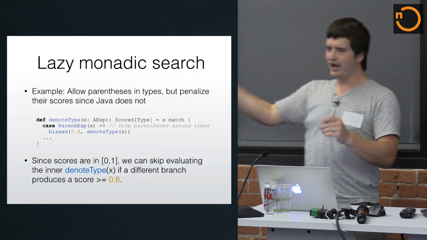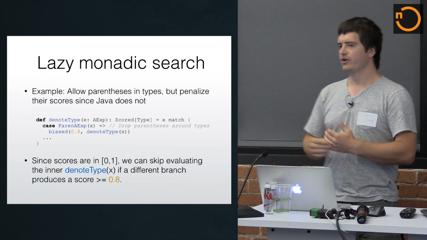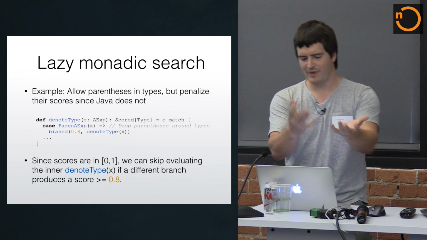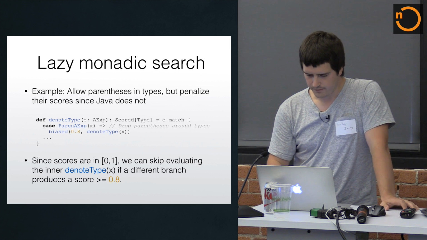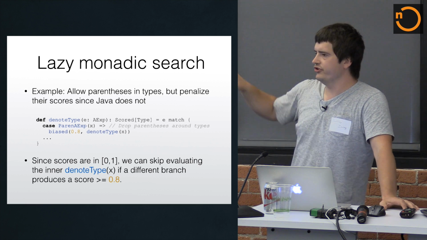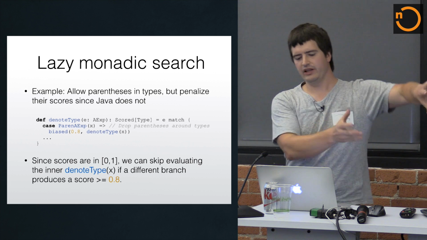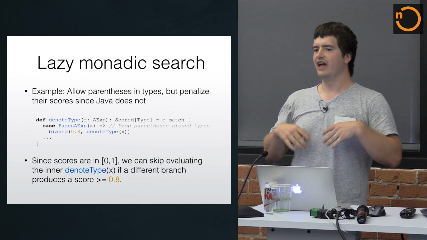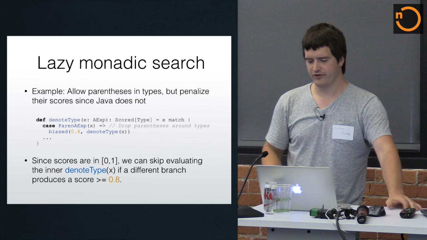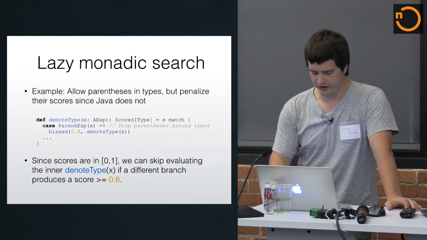So if someone else says, oh, I can beat 0.8, I can beat 0.9, we'll completely ignore this type expansion and save effort. And again, what this lets us do is keep flexibility. So we do allow parentheses in types, but we don't allow them as much as we allow something else. We have this fuzzy notion of what things are legal.